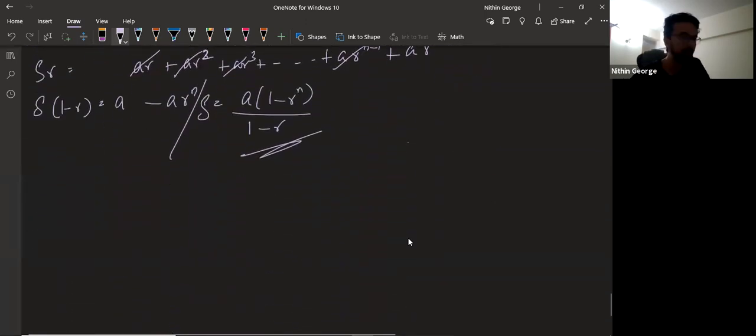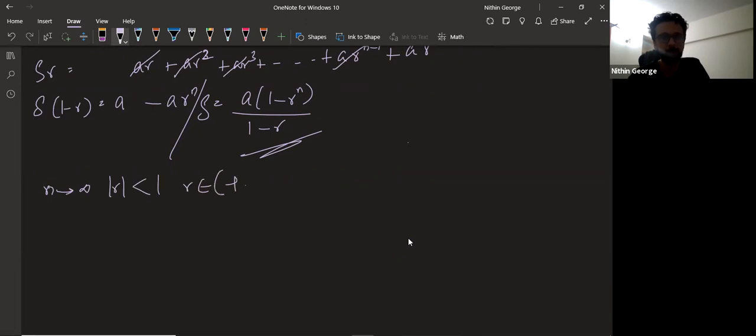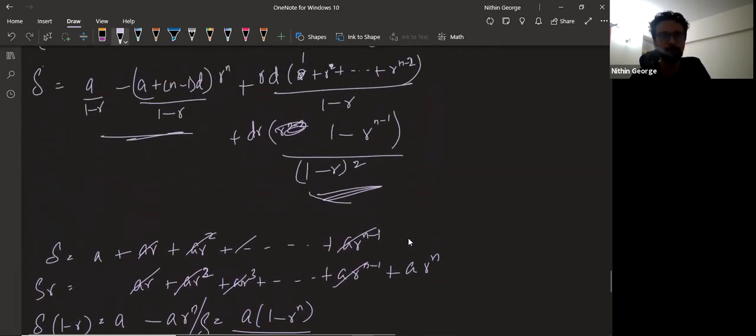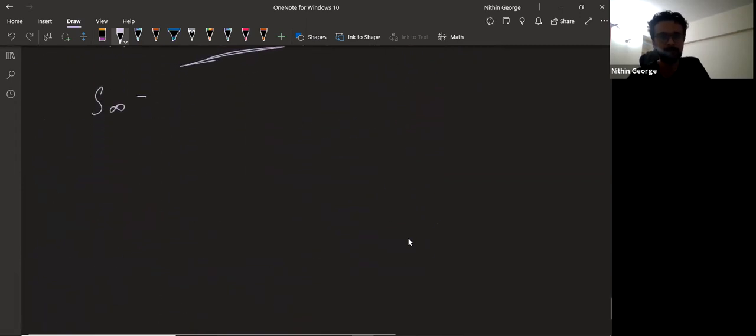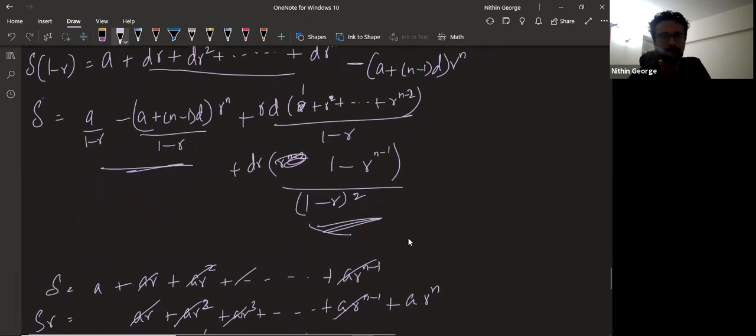Now, when n tends to infinity, again we have the same condition. Mod R will be less than 1, or R is between minus 1 and 1. We have the same condition here. And that time what will happen? For the sum of infinite terms, we'll use this one. A by 1 minus R will be as it is. Then R power n will be replaced by 0. That's the idea. R power n will be replaced by 0. So this term cancels out.